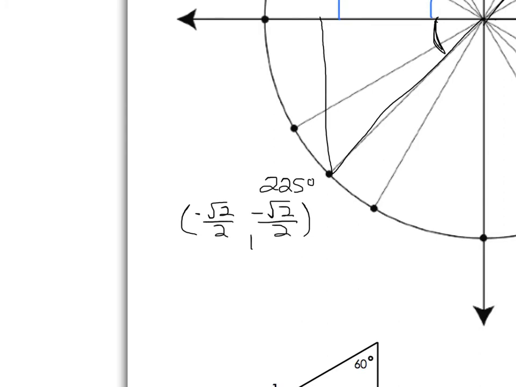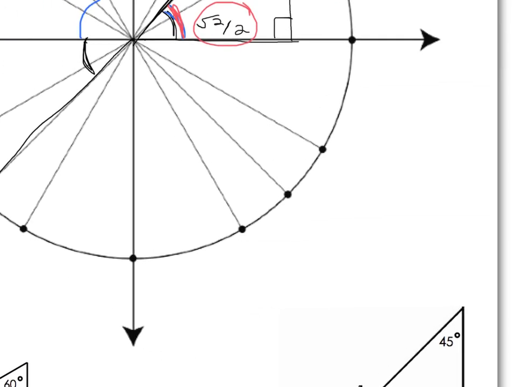In the context of cosine and sine, what this means is the cosine of 225 degrees is equal to negative radical 2 over 2. This also means that the sine value of 225 degrees is exactly the same thing. Lastly, let's take a look at the fourth quadrant.